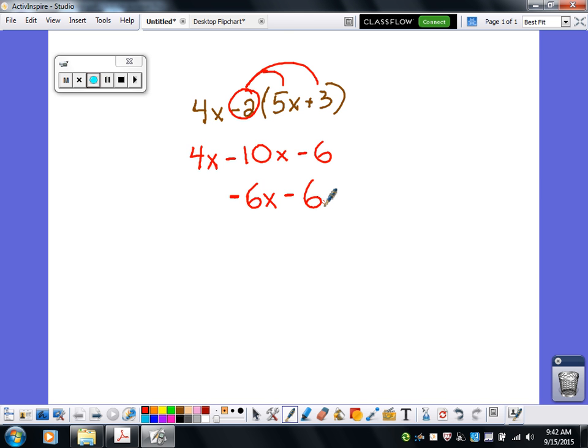Bring down the other. Can I combine these two terms together? Why not? They are not like terms. Why are they not like terms? Because one has an x and the other one doesn't. You can't add those together. So you would be done right there.